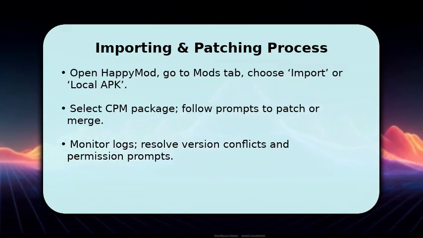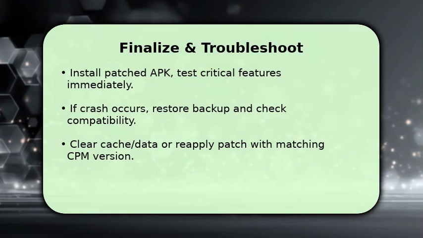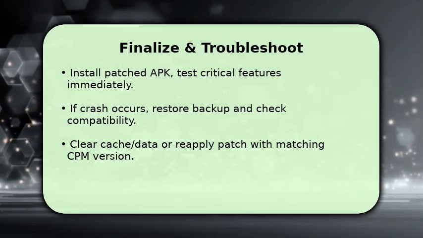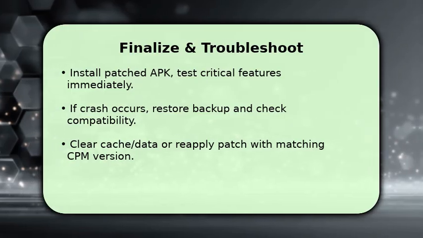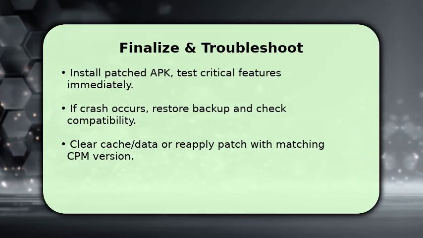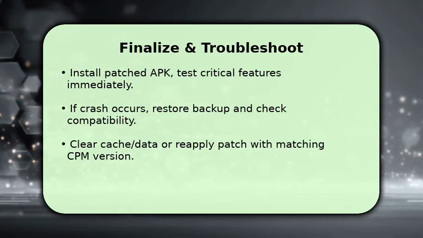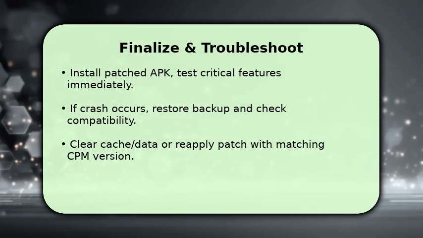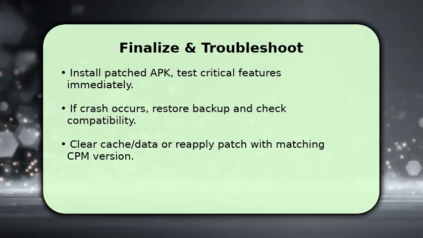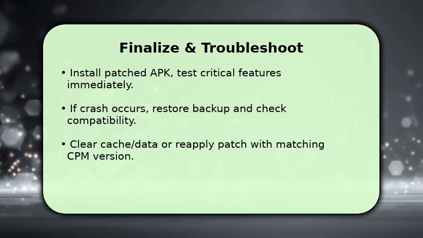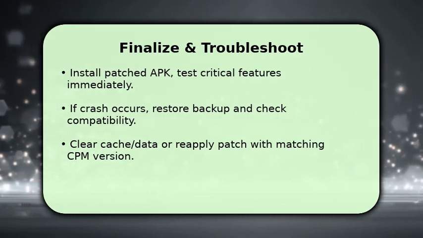After patching, install the patched APK and run the app to test core functions like login, ads, or matchmaking. If the app crashes or behaves oddly, stop and restore your backup to avoid data loss. Then verify CPM compatibility, version, architecture, and resource mapping. Clear app cache and data before retrying or obtain a different CPM build. One key troubleshooting tip: if issues persist, check the Happymod operation log for missing symbols and re-download a.